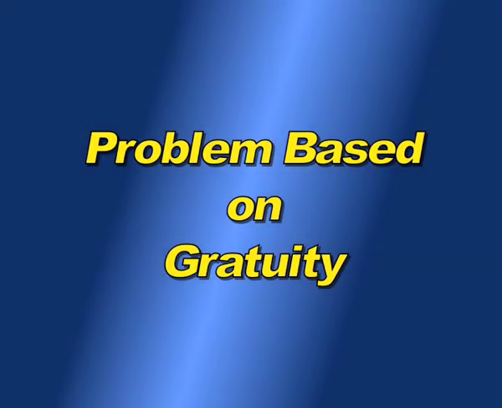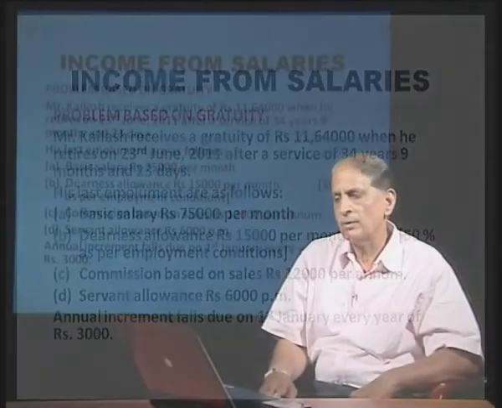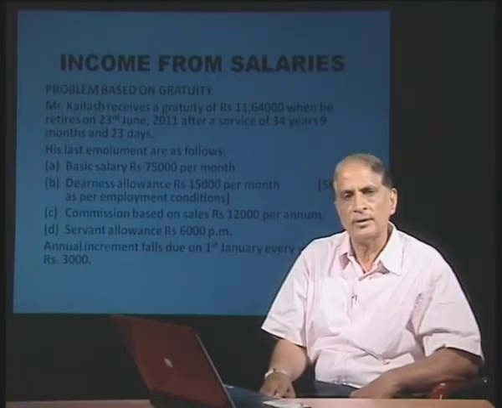Now, first I am going to touch upon the problem which is based on gratuity. Mr. Kailas receives a gratuity of rupees 11,64,000 when he retires on 23rd June 2011 after a service of 34 years, 9 months and 23 days. Now, his last emoluments are as follows: basic salary rupees 75,000 per month, DA rupees 15,000 per month, 50% as per employment conditions. It means in this problem the DA is granted by the employer to the employee, but out of which 50% is granted as per employment conditions.